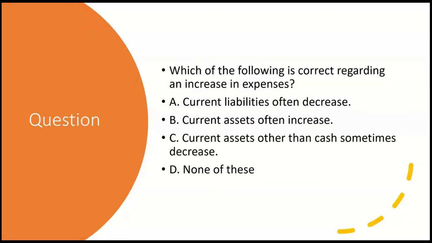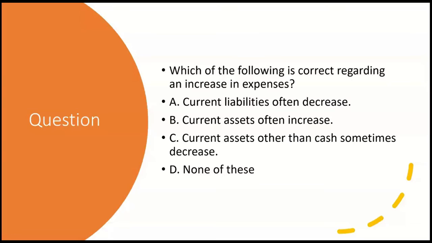B, current assets often increase when an expense increases. No, current assets could decrease but not increase when expenses increase. For example, cash could decrease if an expense is paid, debit rent expense, credit cash. So B is wrong. Current assets would not often increase with regard to an increase in expenses.